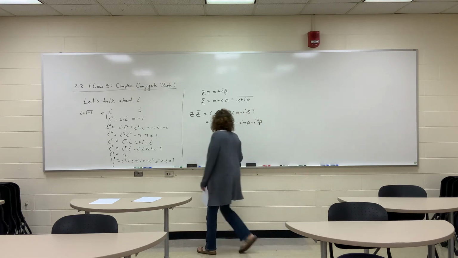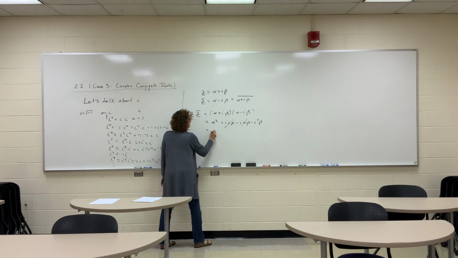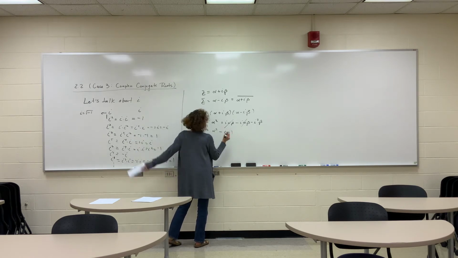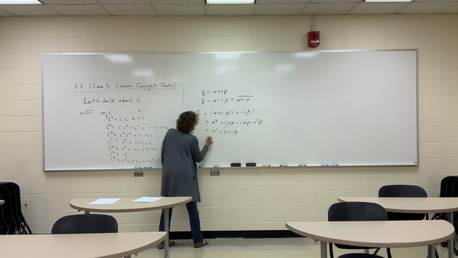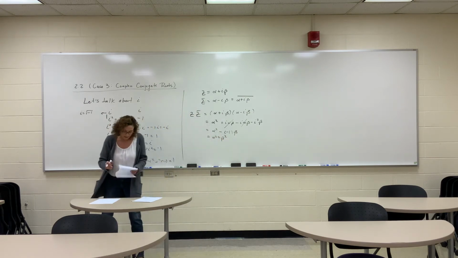Ooh, what cool thing happened here, right? Plus i alpha beta, minus i alpha beta, so what am I left with? Alpha squared minus i squared times beta squared. What is i squared? Yeah, negative 1, right? So what do I have? Alpha squared plus beta squared. That's a pretty cool thing.